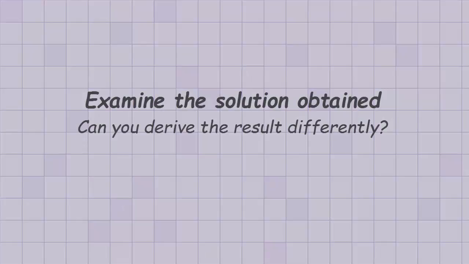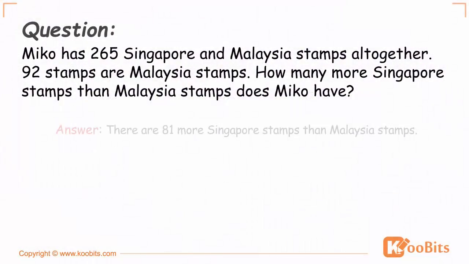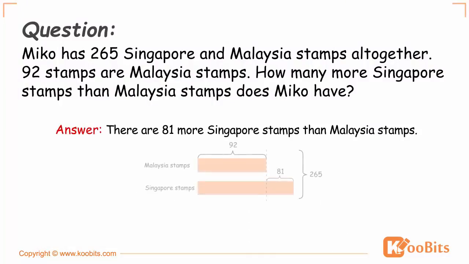Let's move on to check our answers and ensure they are correct. From the question, we know that there are 81 more Singapore stamps than Malaysia stamps. If we remove this excess number of stamps from the total number, can you see that the number of Singapore stamps is equal to the number of Malaysia stamps?